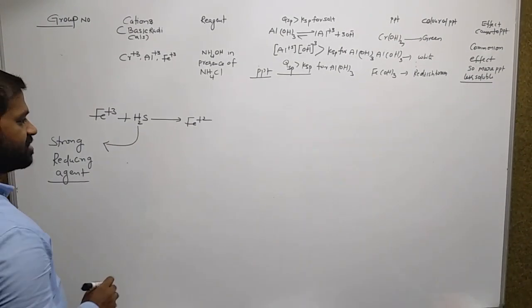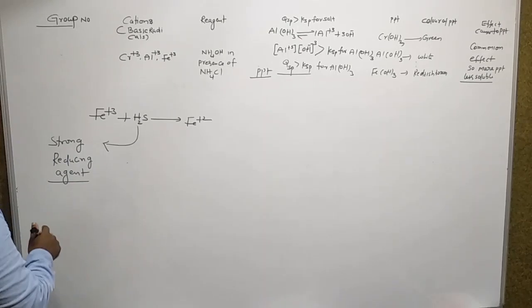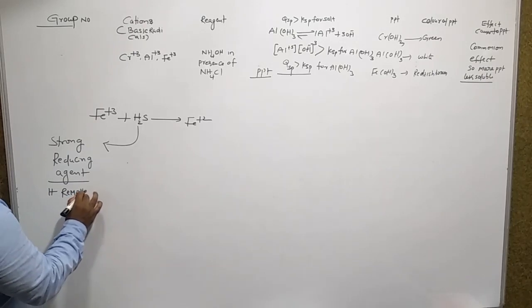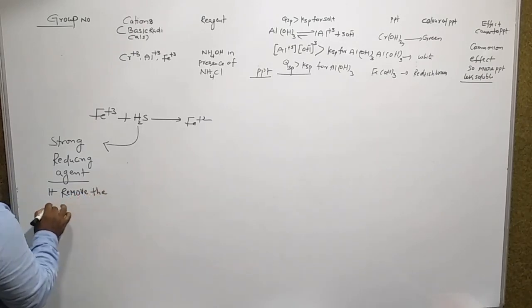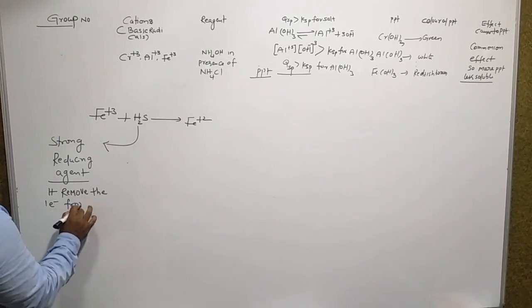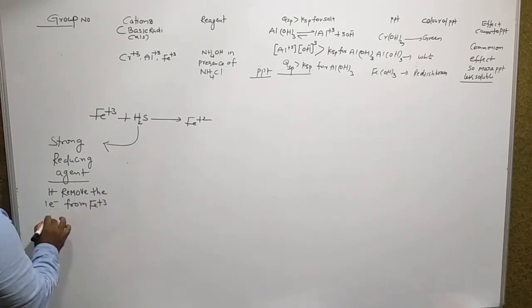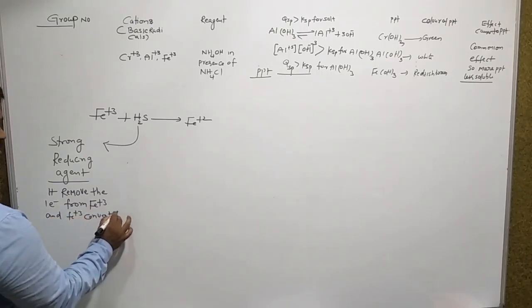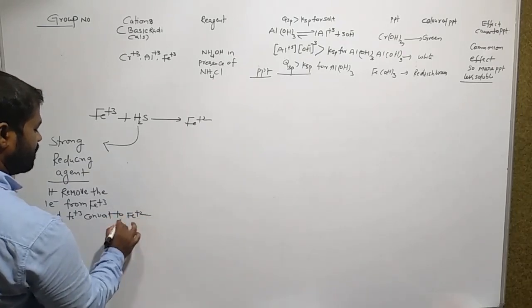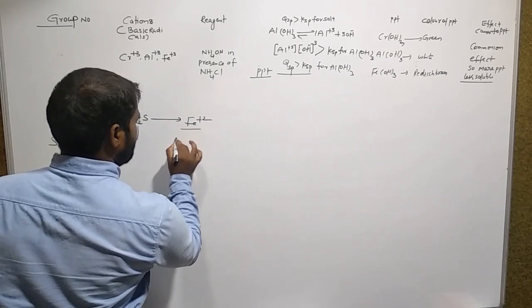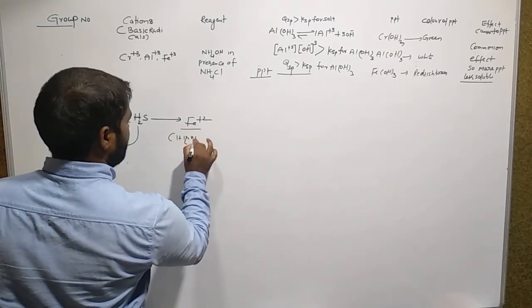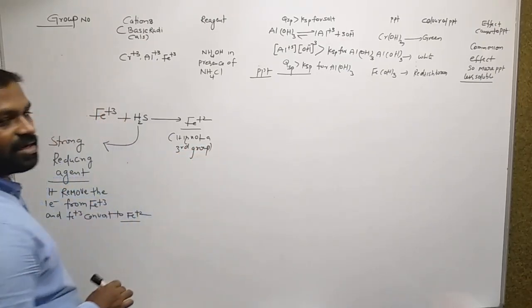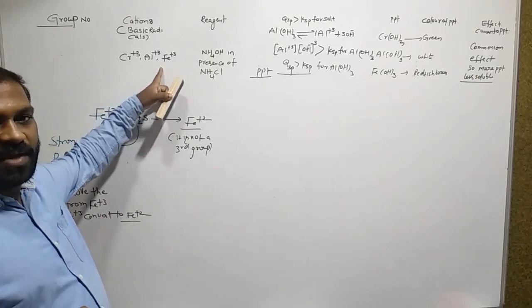Reducing agent means it removes electrons from Fe plus 3. It removes one electron from Fe plus 3, and Fe plus 3 converts to Fe plus 2. This is not a third group basic radical. Am I right? What is the third group cation? Only Fe plus 3.